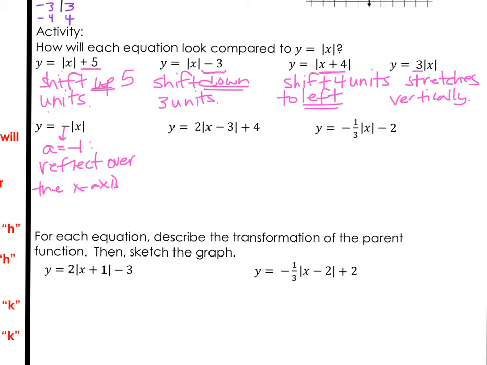The last two have a lot happening to a lot of parts of this parent function. y equals 2 times the absolute value of x minus 3, plus 4. So we start from left to right and we'll just describe what we can do. The number out in front is that a value. Since a is 2, the graph will stretch vertically.